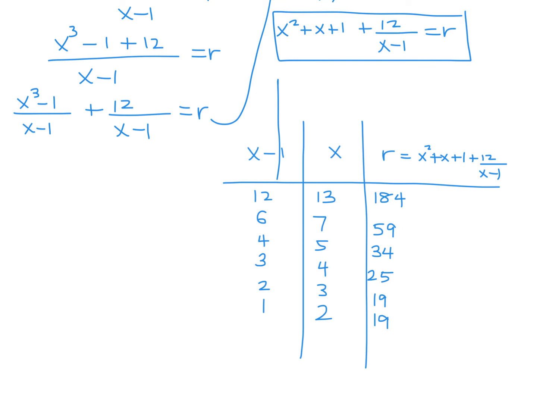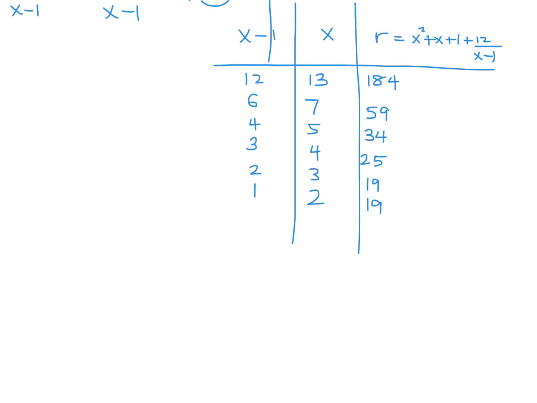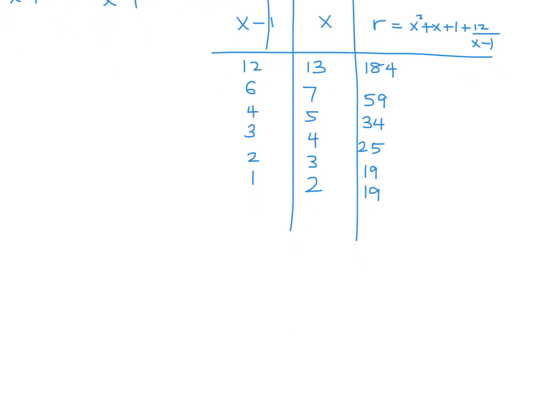But this question's a bit tricky because they really should put the word unique, the sum of all unique integer values for the parameter r, because they don't want you to count this 19 more than once. They only want you to count the unique values of r. They don't say that, and I guess they assume that you would know, but I think they really should have put that word unique. So you add up these guys only. You only add the 19 once, and when you do, you get 321. And that is the answer to the question.